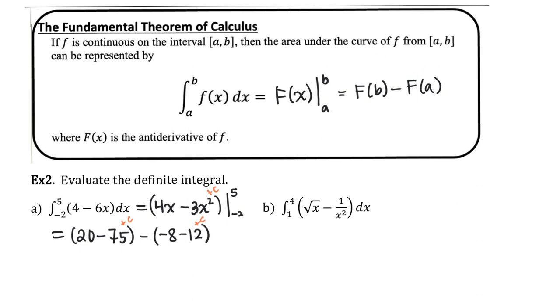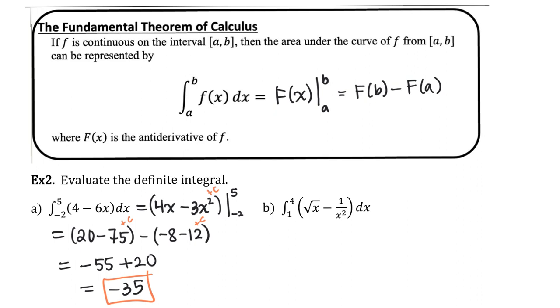Let me go ahead and evaluate this. 20 minus 75 is negative 55, minus negative 8 minus 12, plus 20, which is negative 35. And now that you know how to evaluate definite integrals on your calculator, you could also plug this into your calculator to confirm your answer.